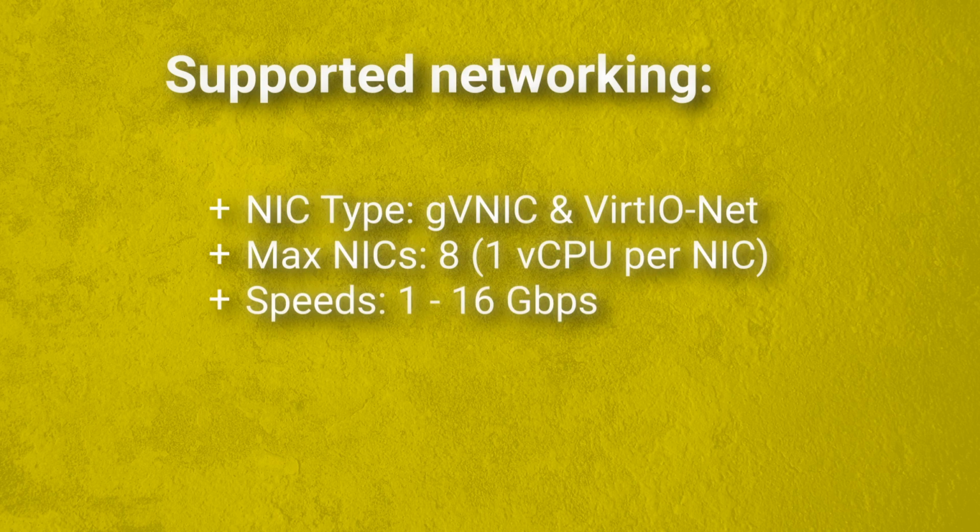Supported networking includes 2 different NIC types, GVNIC and VirtIO, and you can have a maximum of 8 NICs, but you must have at least 1 vCPU per NIC, and speeds range between 1 and 16 gig.